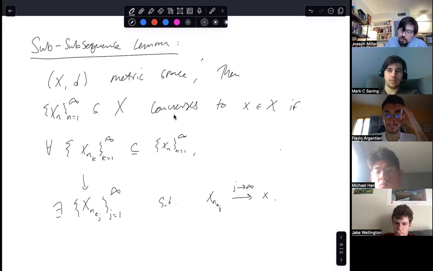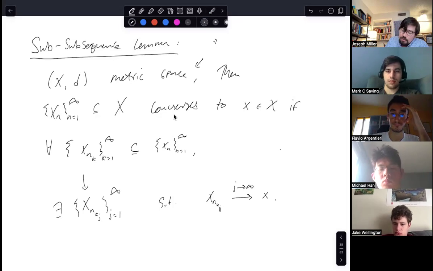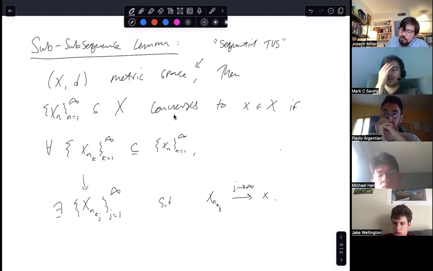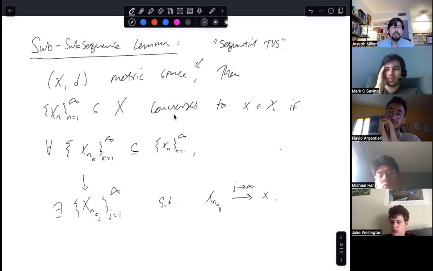This might actually just be for, I want to say, sequential topological vector spaces, so fairly general scenarios. Okay, that was just an aside. I might put that in the notes or not.